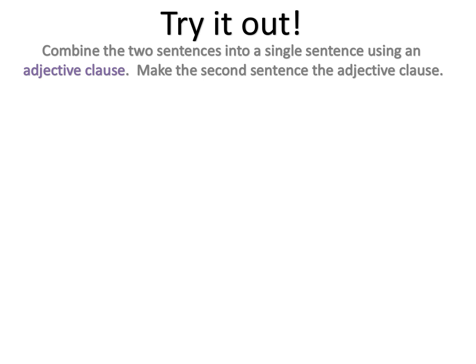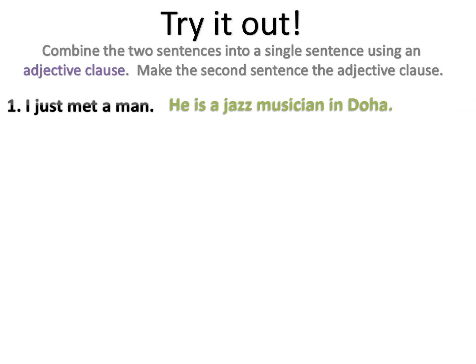Okay, now that we've had an introduction to adjective clauses with subject pronouns describing people, let's try it out. Combine the two sentences into a single sentence using an adjective clause. Make the second sentence the adjective clause. So for number 1, I just met a man. He is a jazz musician in Doha.